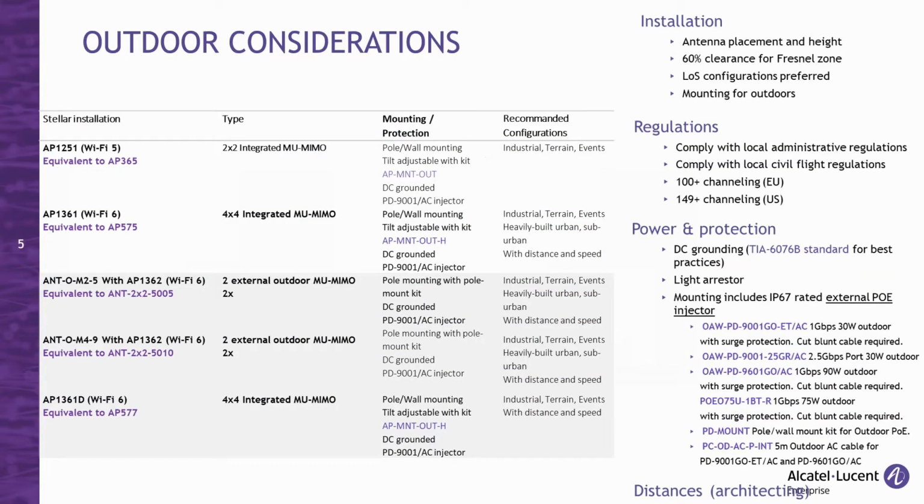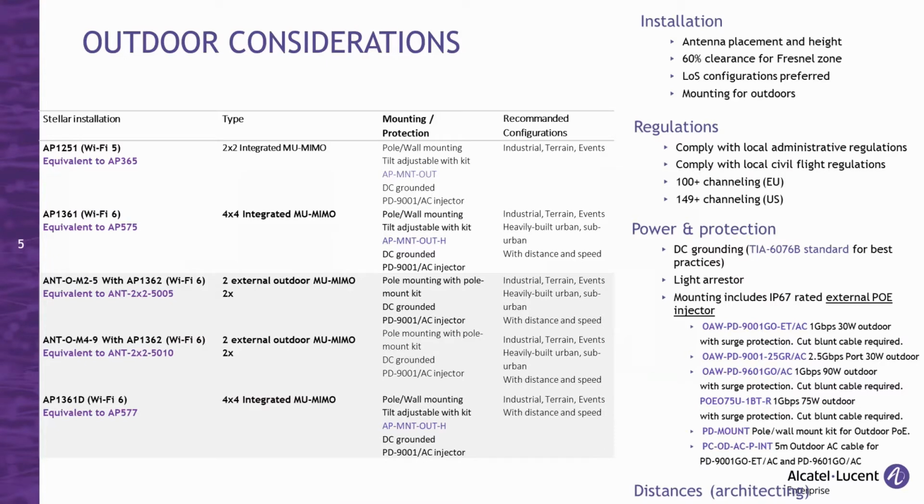As mentioned, an outdoor installation must be planned. As guidance, here is a list of points to consider. The placement of the antenna must take into account possible obstructions like trees or other buildings, and the height must take into account at least 60% clearance for the Fresnel zone. LOS configurations are preferred. The antennas are aligned, and all the site mounting options should be evaluated. Installation will follow local regulations, as well as civil aviation regulations, in the case of significant height.